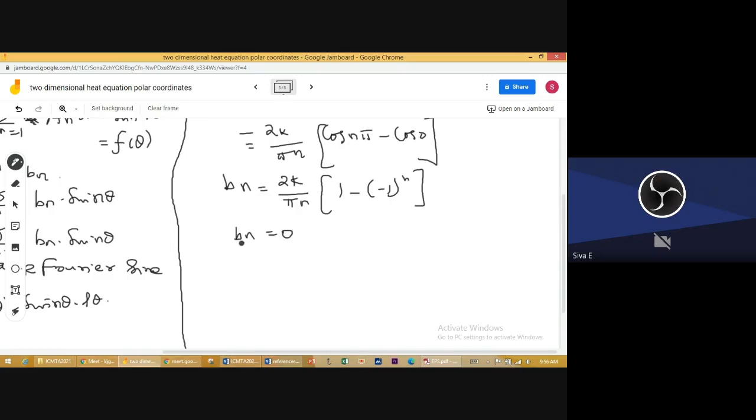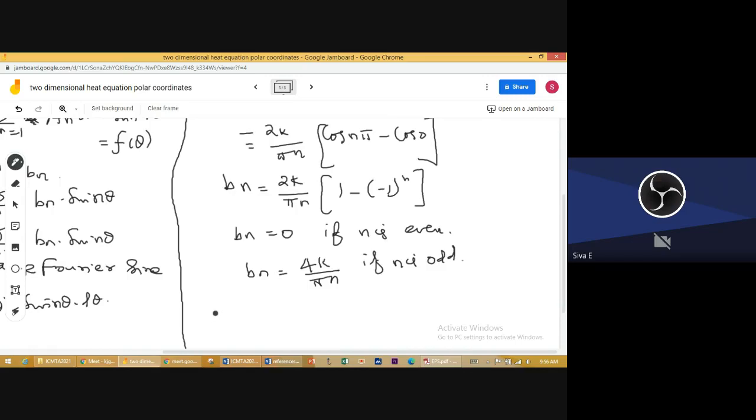Therefore, Bn equal to 0 if n is even. Bn equal to 4k by pi n if n is odd.